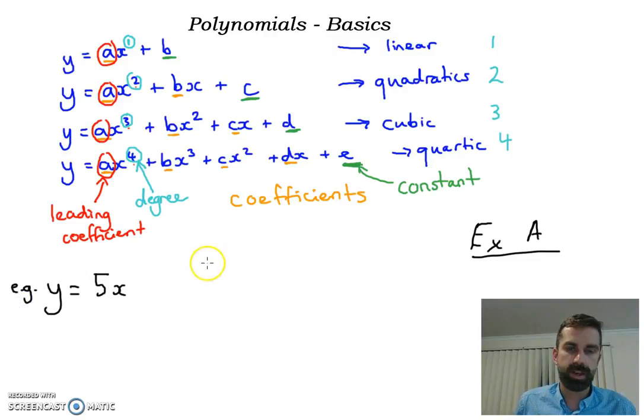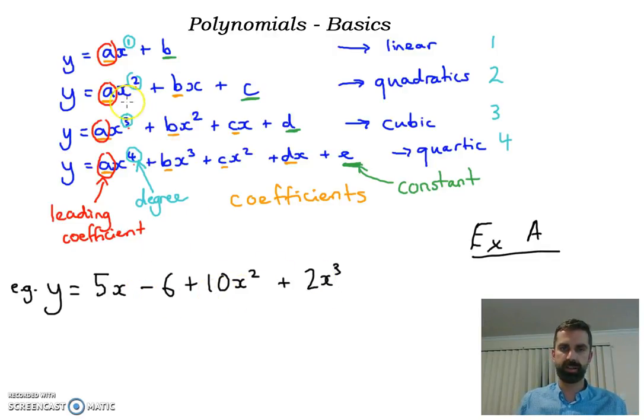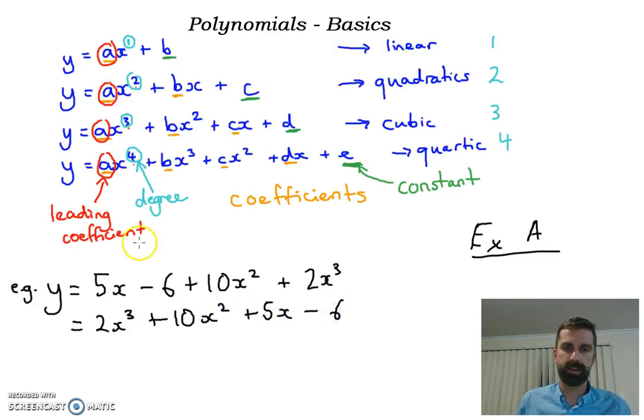So if we had 5x take 6 plus 10x squared plus 2x cubed, well, that's not in the same order as this. And so if you were asked what the leading coefficient is, it's not 5. 5 is the coefficient of x. It's not the leading coefficient. You've actually got to rearrange it so that they're in order first. So I would actually put the 2x cubed first, then the 10x squared, then the 5x, and then the take 6. And then if I was asked what the leading coefficient is, it would be 2 in that case. So just something small to be aware of there.